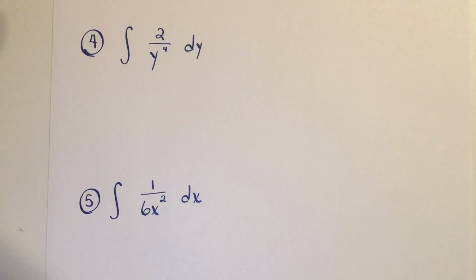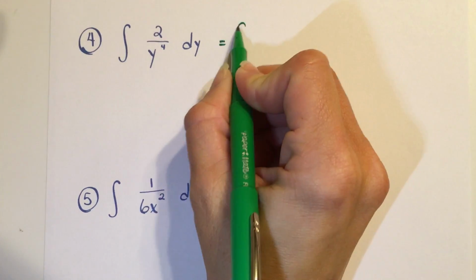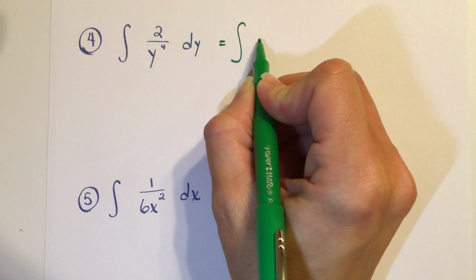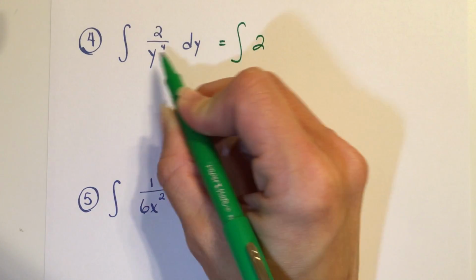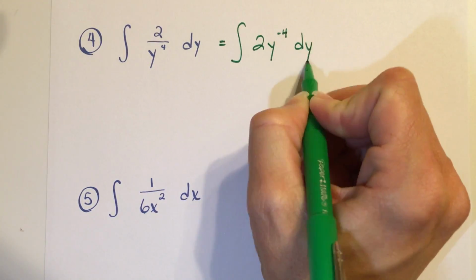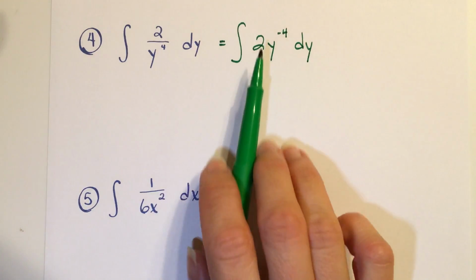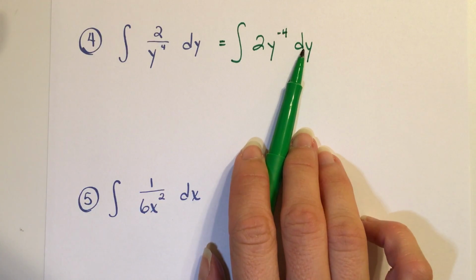Now, just like with finding a derivative, it's really useful sometimes to think about the fact of rewriting your problem sometimes before you start your integration. And in this case, what you would want to do is bring your y to the fourth to the top, of course, which would make it y to the negative 4, okay? So see, since this involves y, we have dy here.